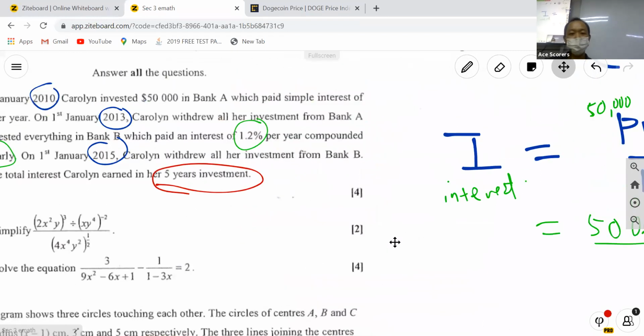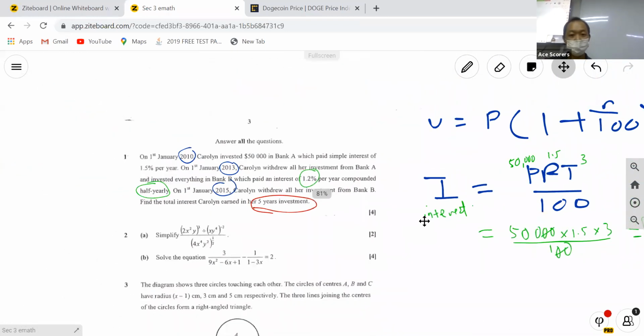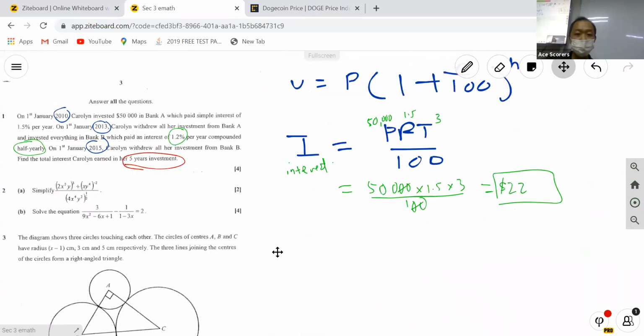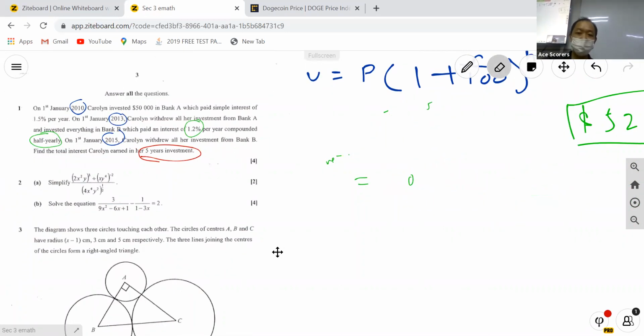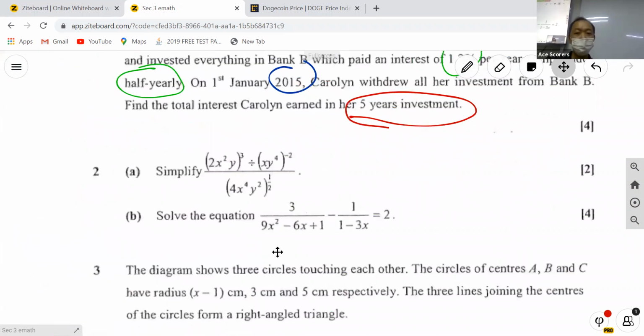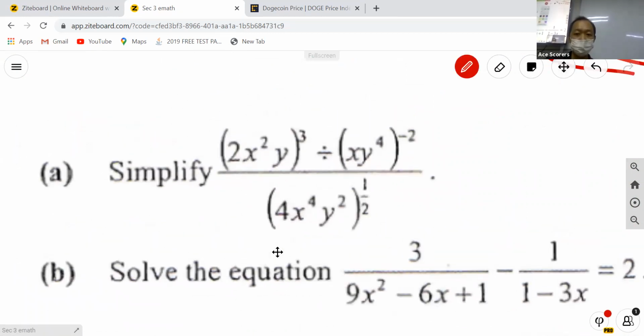Okay, question number 2. I need to print on. Okay, question number 2. So you understand compound interest and simple interest. Okay, let's look at question number 2. So question number 2, what do we need to do? First thing, we have to take the power rule inside. Okay, all the power rule inside. Why? Because we do the power rule first. It's easier this way.